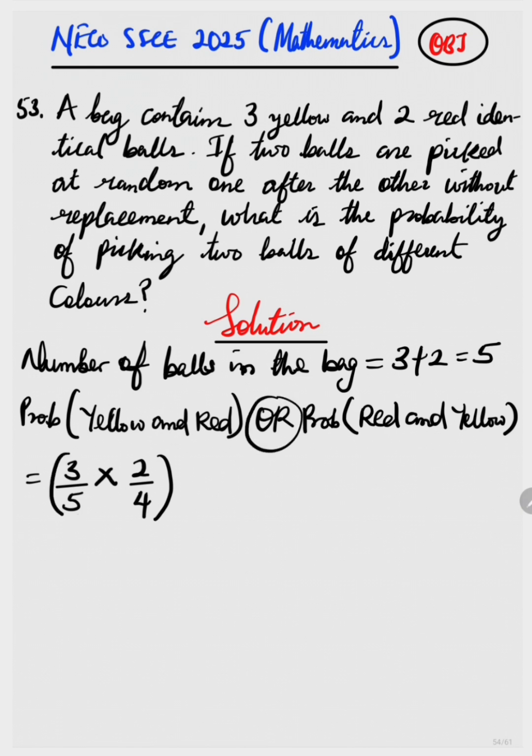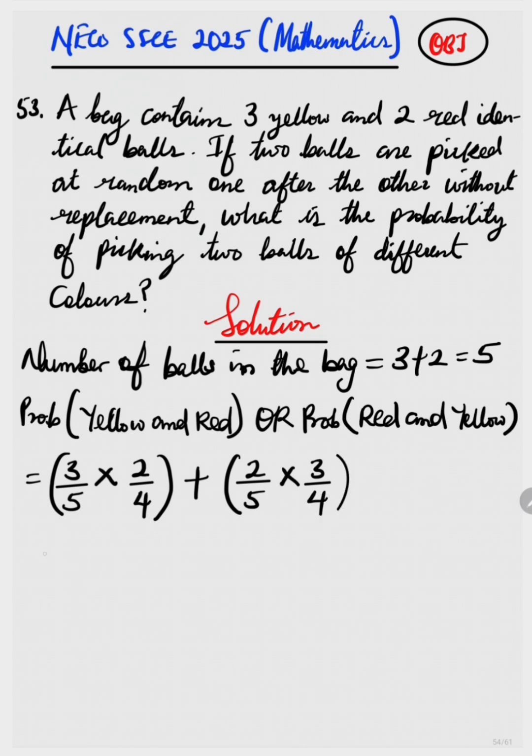Or, plus, the probability of picking red first. So the probability of picking red is the number of red balls, which is 2, all over the total number of balls in the bag, 5. And that's multiplied by the probability of picking yellow. We still have 3 yellow balls in the bag, but remember now, as we picked the red ball, we didn't return it into the bag. So the number of balls present in the bag now is 4.